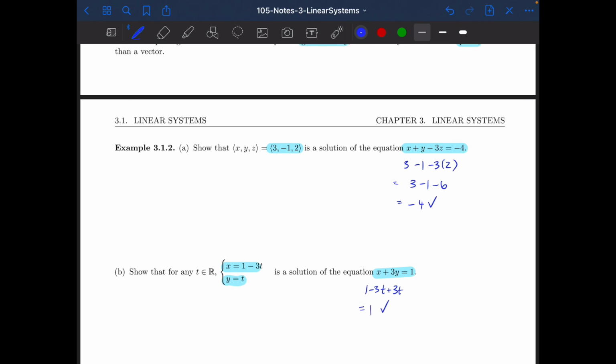In the next video, we'll define systems of linear equations.